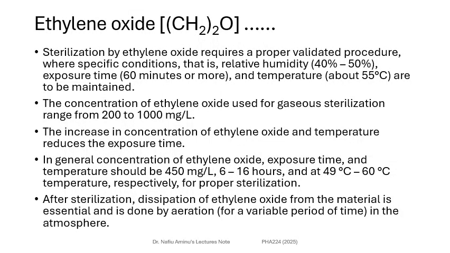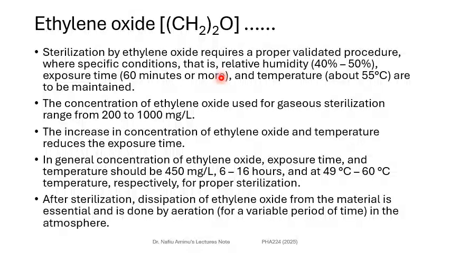Sterilization by ethylene oxide requires a proper validated procedure where specific conditions, that is relative humidity, exposure time, and temperature, are to be maintained. So all these three variables, relative humidity, temperature, and exposure time, have to be controlled. They have to be set at a desired range. You can see the ranges given for each. The humidity has to be in the range of 40 to 50%. The exposure time has to be considerably long, minimum 1 hour. And the temperature has to be about 55 degrees Celsius for this sterilization to be achieved.